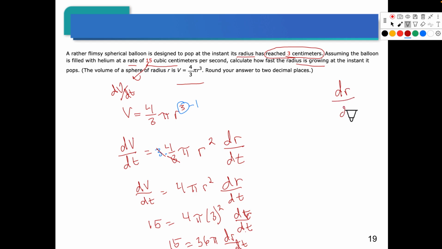dr/dt. So we divide both sides by 36 pi. So we get 15 divided by 36 pi. That's our answer. They want it to 2 decimal places, so they actually want us to plug it in a calculator. And I would use the pi button.